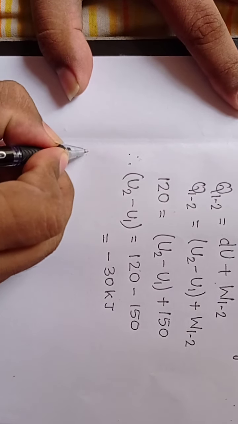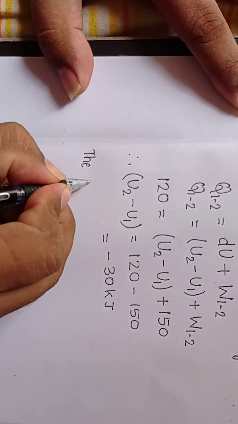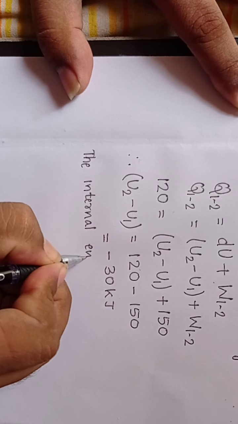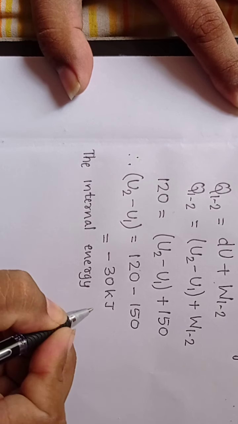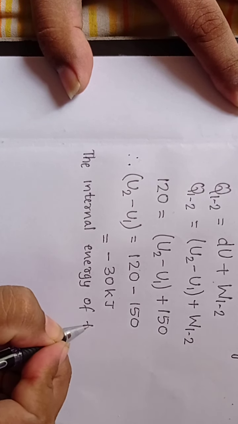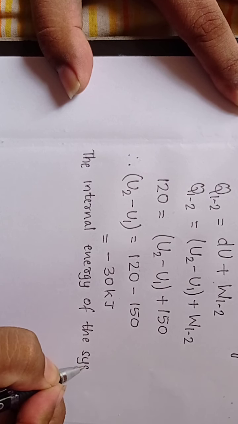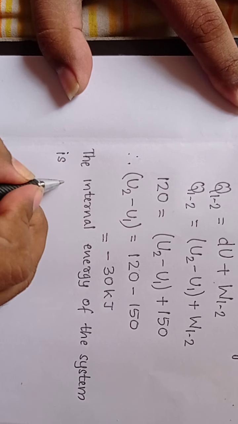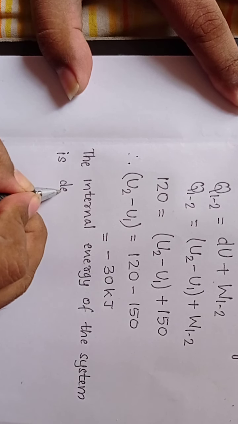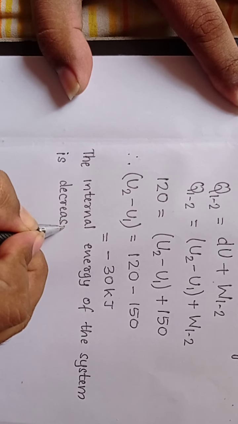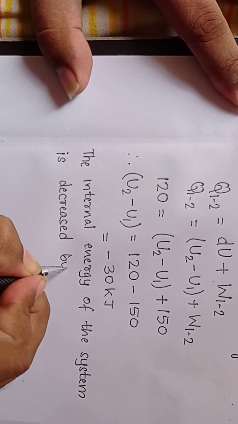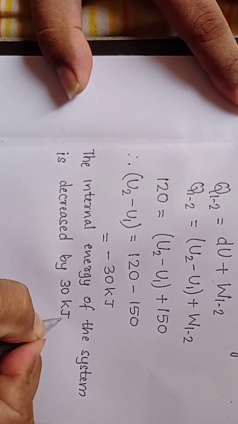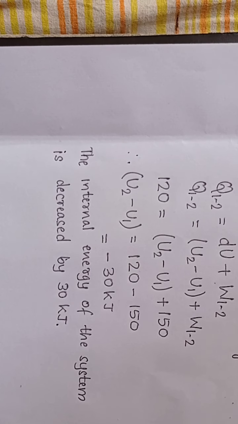So I'll write, the internal energy of the system is decreased or reduced by 30 kilojoules. So this is the problem.